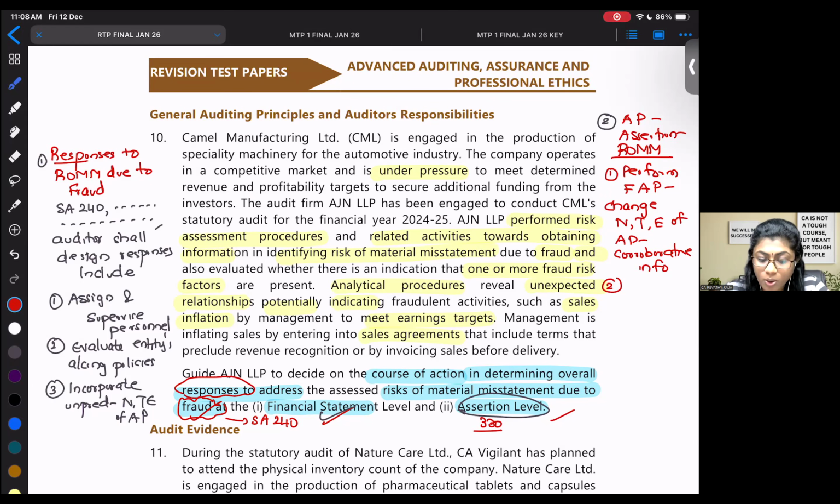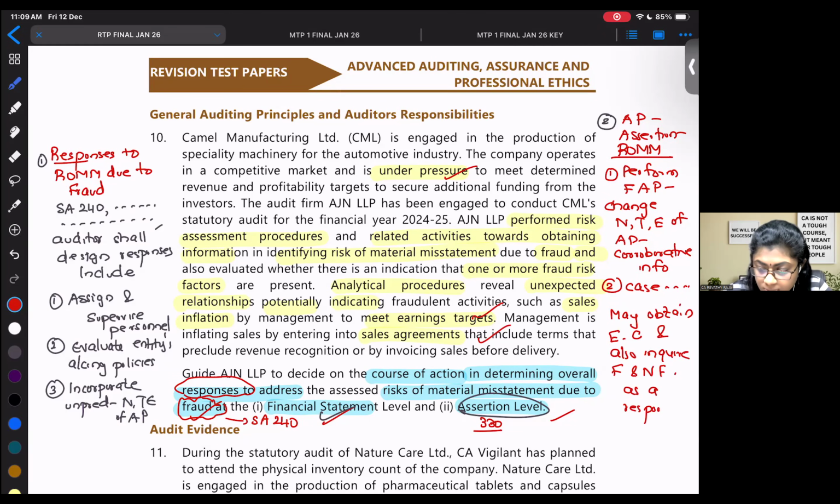So, second step, in the given case, there is a pressure to meet targets, and they are doing fraudulent sales reporting. So the auditor may, so what? Auditor may obtain, anyone? May obtain more external confirmations, and also he will inquire regarding financial and non-financial information as a response. So that's the answer for this question.